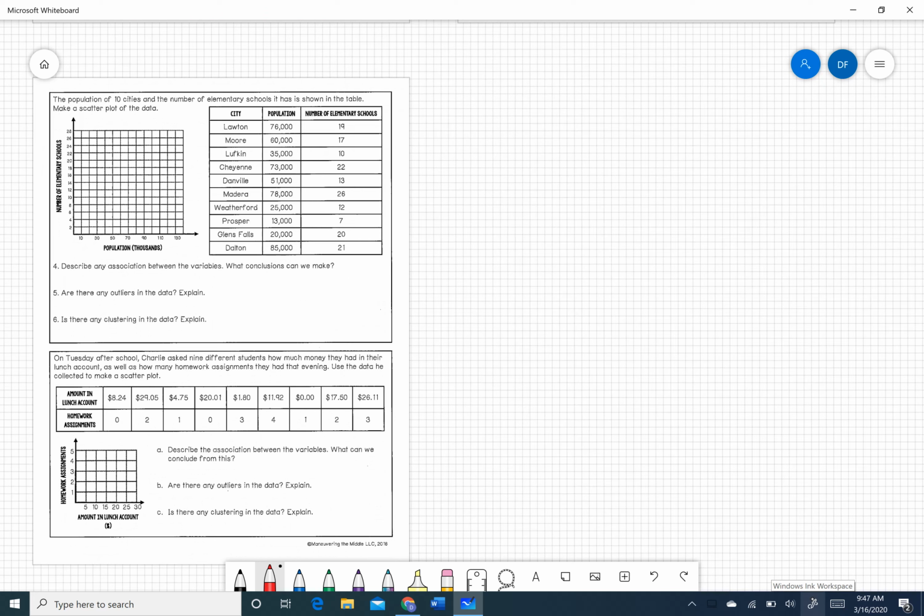So next, we have some examples. It says the population of 10 cities and the number of elementary schools it has is shown in the table. Make a scatter plot for the data, right? So we have this data here, population in thousands, so we'll say 76. 76 is kind of here, and so that goes up to 19 there, right?